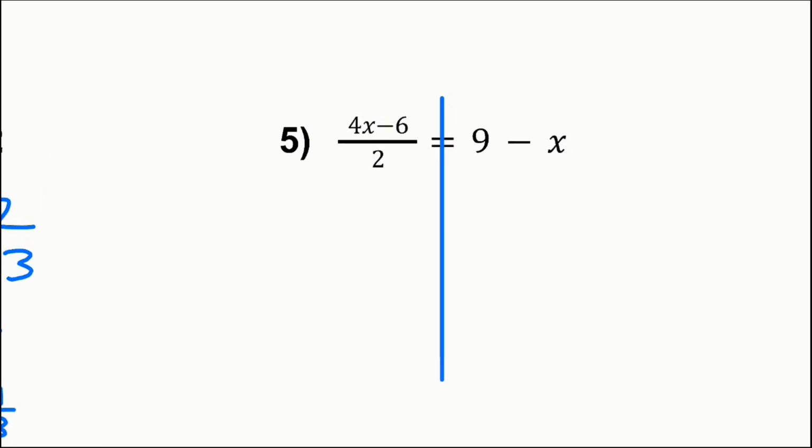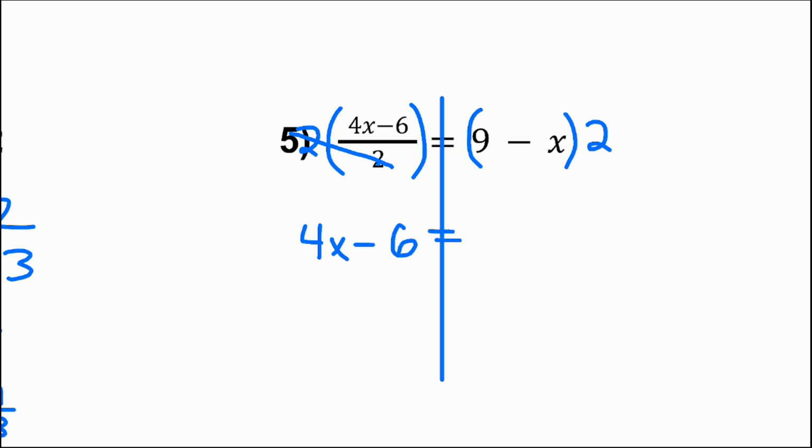The first thing that we're going to do is I'm going to multiply everything by the denominator of 2. Now, when I say everything, I mean everything on both sides. Okay? What's going to happen here is this 2 will cancel with the denominator, and your numerator of 4x minus 6 comes straight down. Okay? I can explain that on Monday, but that's what's happening.